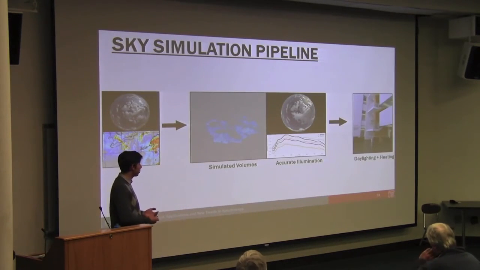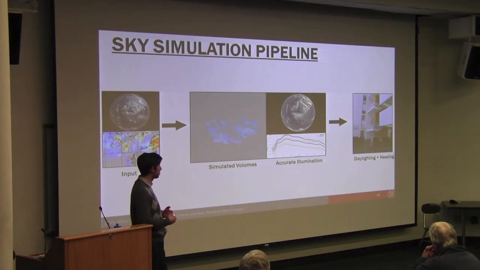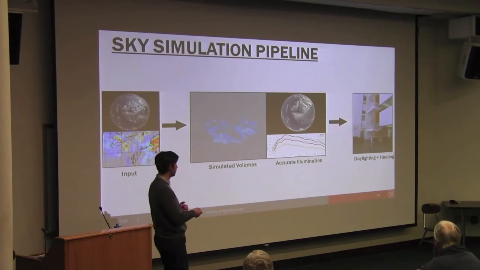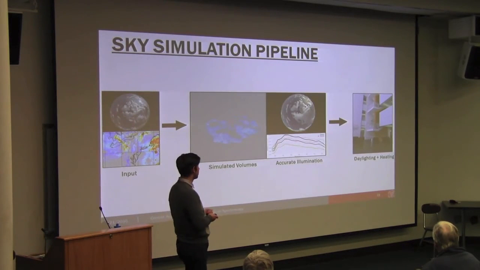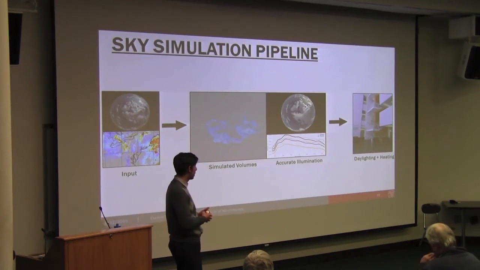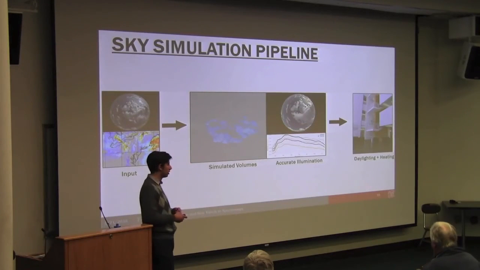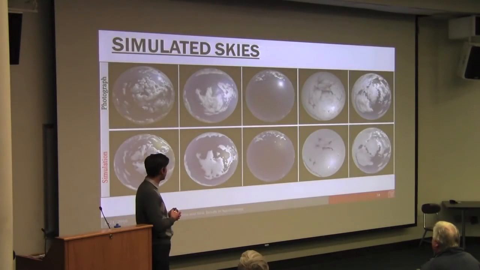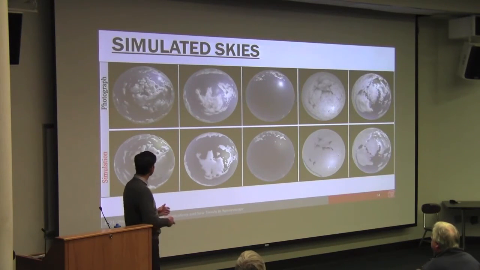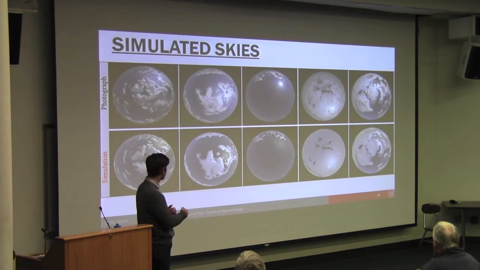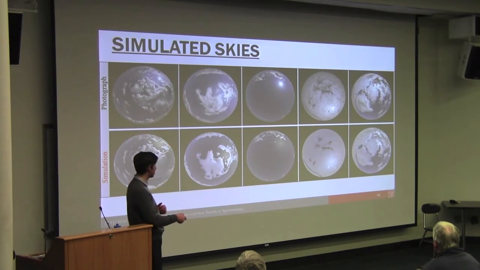Then, once we have this model, we can use it to do daylighting and heating simulations inside the model. Again, this is a simulation that I recently ran and submitted as a paper to show that we can create accurate daylighting in the previous picture model that I showed before. Here are some matches to show visually what's occurring. On top, these are photographs. On the bottom, these are our simulation models.